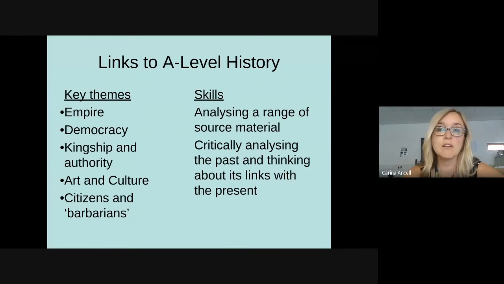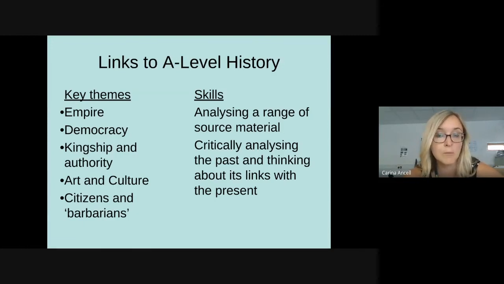So if you're interested in studying history, then you might also be interested in doing classics because of the overlap in the themes. The Greeks and Romans had an empire. We talk very much about concepts of democracy in history. We look at the role of kingship and authority. We look at art and culture of the period. And we look at ideas about what is a citizen? What helps you to belong to a country or to an empire, and how do we view people who are separate to us, who we might define as barbarians because they have different cultures and different ways of doing things?